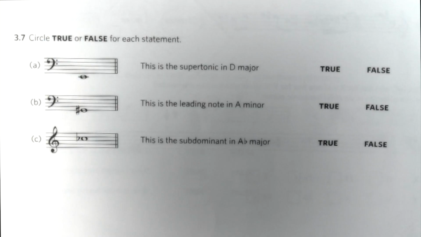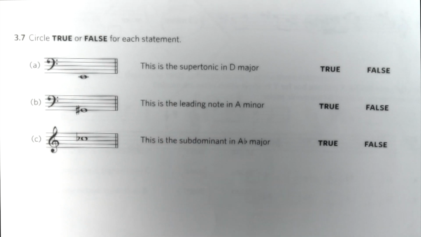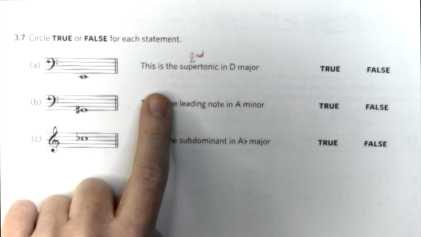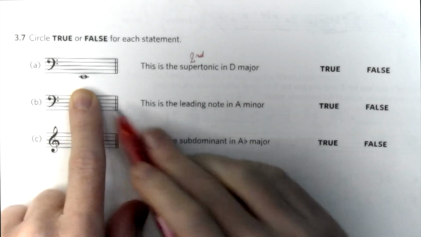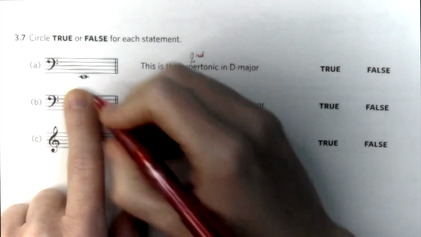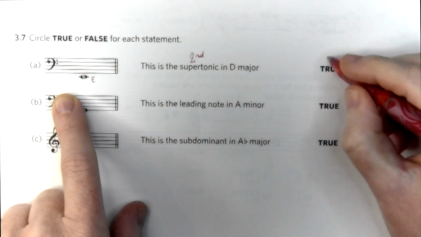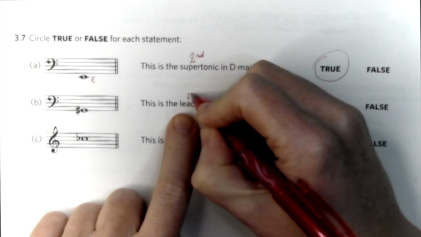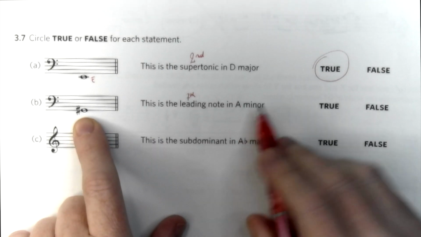That was quick. In this question 7, we need to circle true or false for each of the statements. The supertonic, so the second degree of D major, is this note here, which is Mi, because Re plus 2 equals Mi. So I think this is correct. Re, Mi. Yes, absolutely. The leading note, so the 7th degree of A minor, is the semitone below, so G sharp. Yes.